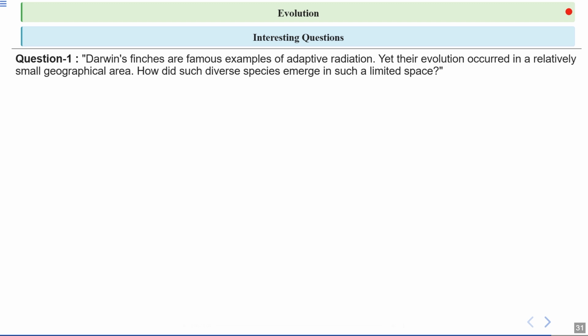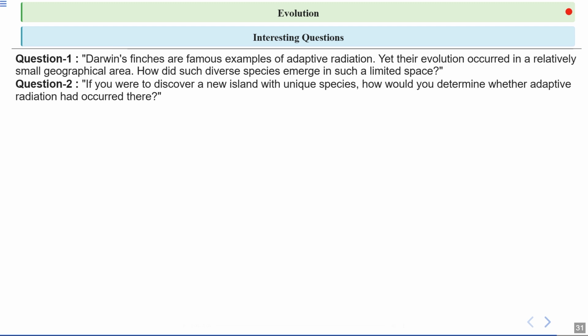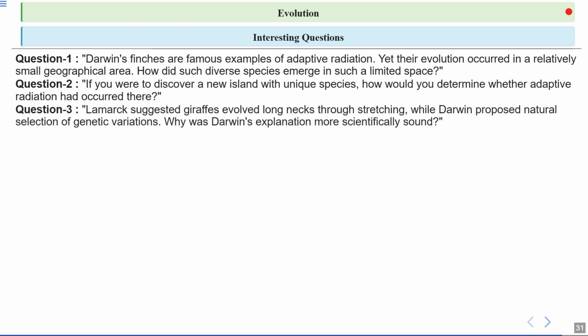Now let's discuss some interesting questions that will enhance your critical thinking ability. First question is, Darwin's finch is a famous example of adaptive radiation, yet the evolution occurred in a relatively small geographical area. How did such diverse species emerge in such a limited space? Next question, if you were to discover a new island with unique species, how would you determine whether adaptive radiation had occurred there? Next one, Lamarck suggests giraffe evolved long necks through stretching, while Darwin proposed natural selection of genetic variation. Why was Darwin's explanation more scientifically sound?